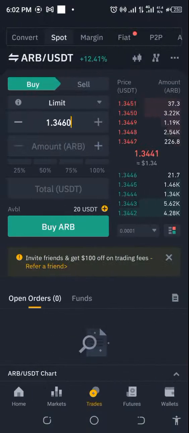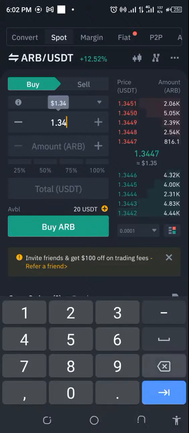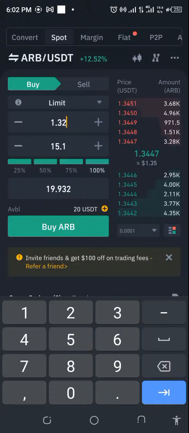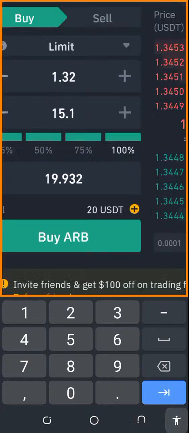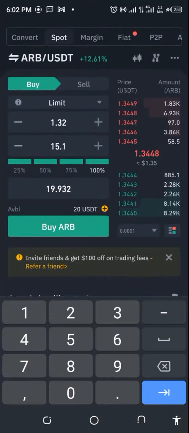So currently the price is at 1.34. I'm going to take this down to 1.32, right? And then I would pick up the entire 100. Well, it's not picking up everything though. It's just picking up 19.93, but that's fine. So we're just going to do this and go ahead and copy what we have here.